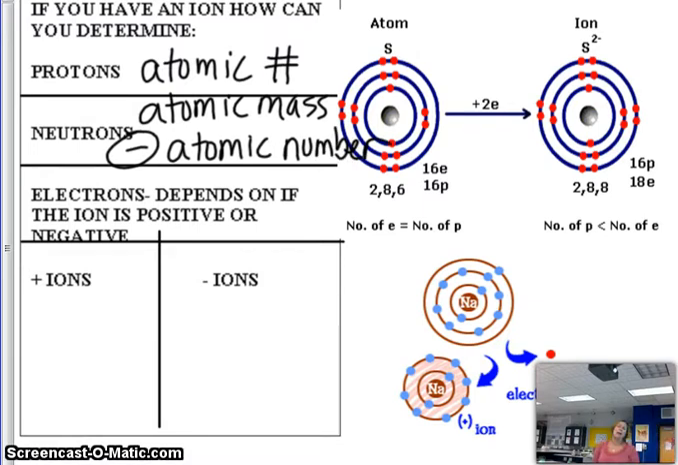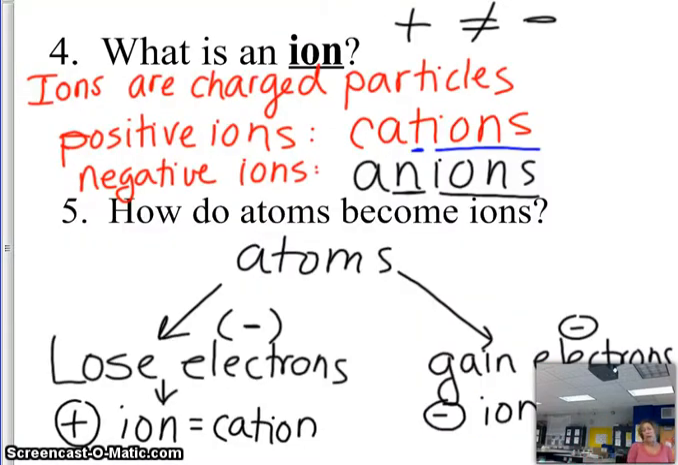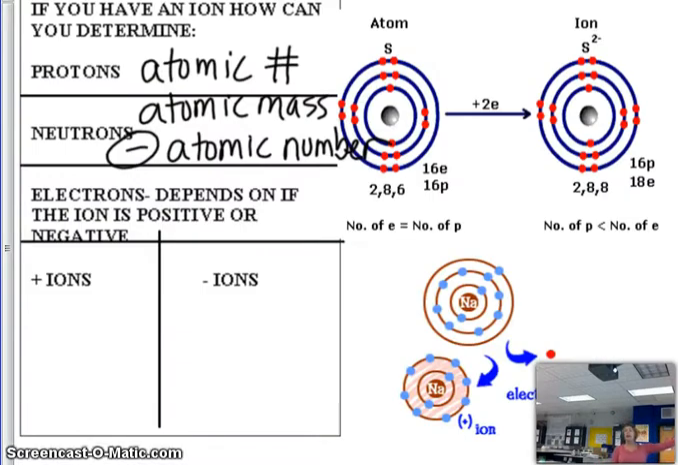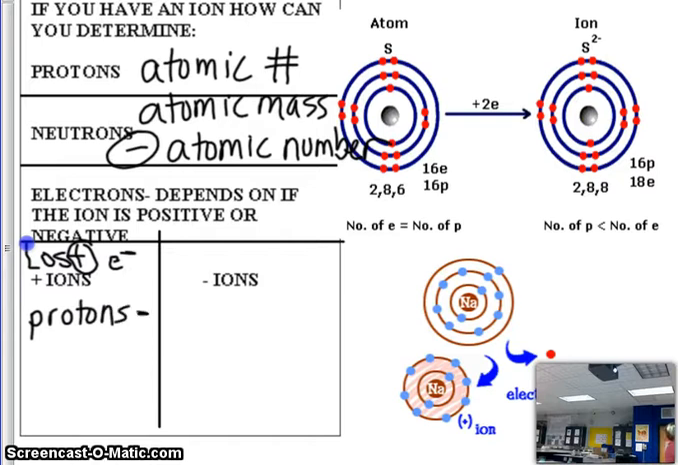But what's different is how you find the electrons. Because remember, the only thing that changes from an atom to an ion is electrons. You either have more or less. So it's somewhat opposite. If you have a positive ion, that means that you have lost electrons. You've lost them, and so you'll have less electrons. So if they want to know the number of electrons and you have a positive ion, you just take the number of protons and subtract from it the charge. I'll show you an example in just a minute.